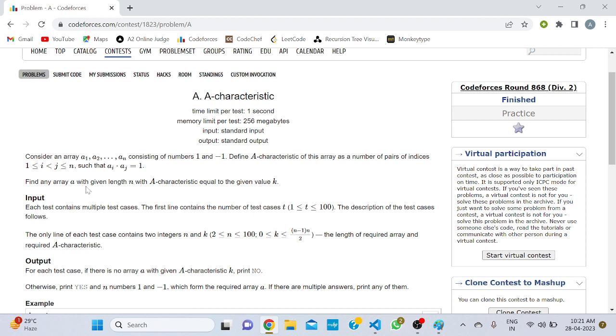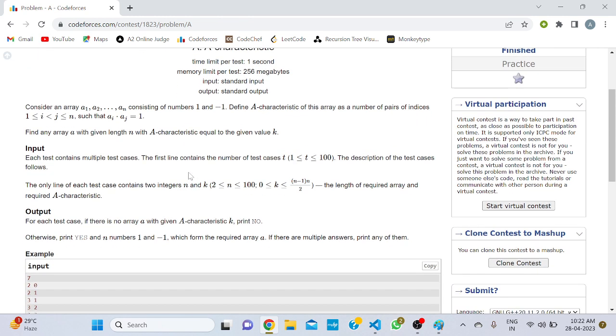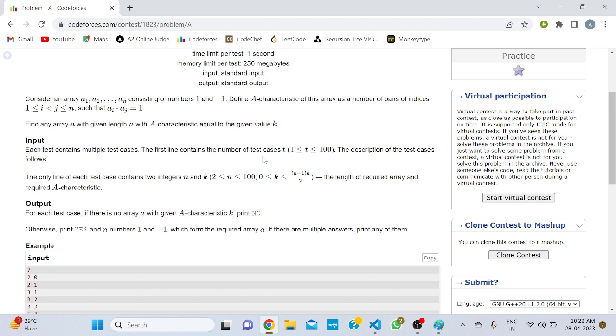So find an array a with given length n with characteristic a equal to given value k. So we have to find an array a of length n which satisfies this characteristic, that is the product of two elements is equal to 1. So input is, first line is the number of test cases and second line is the input integers n and k, where n is the length of array and k is the characteristic, which means the number of pairs of elements in the array whose product is 1.